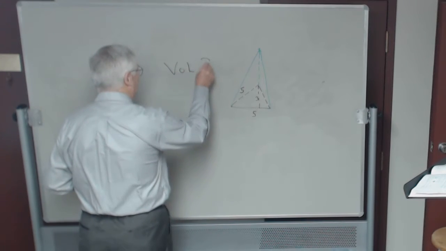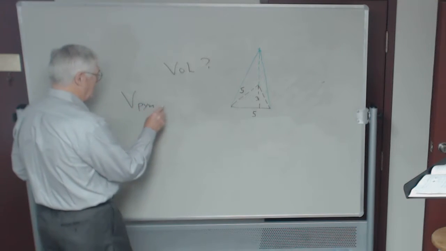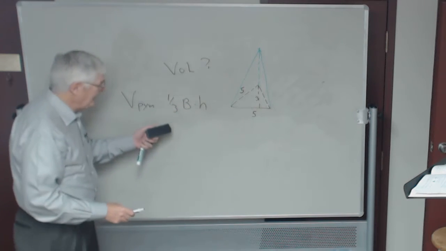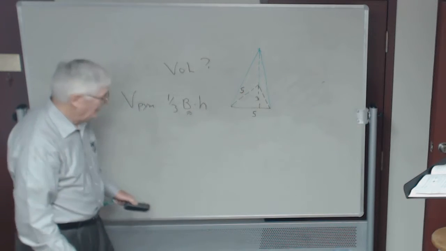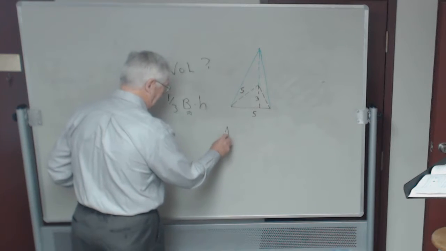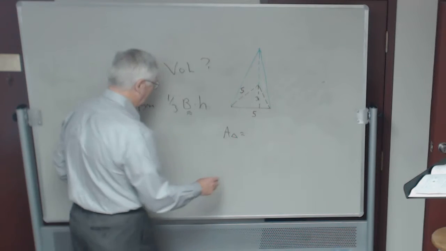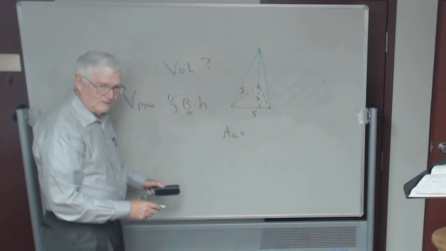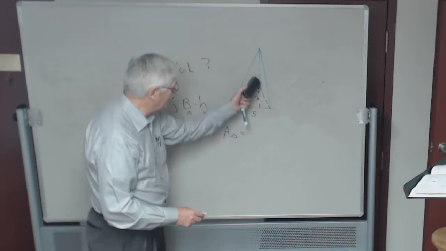What's the volume? Find the volume. What's the formula for the volume of a pyramid? 1/3 times base times height. Times the capital B times the height. And B is what? The area of the base. And if the base is a triangle, what's the area of that triangle? What's the area of this triangle? That's 5 feet by 3 feet.